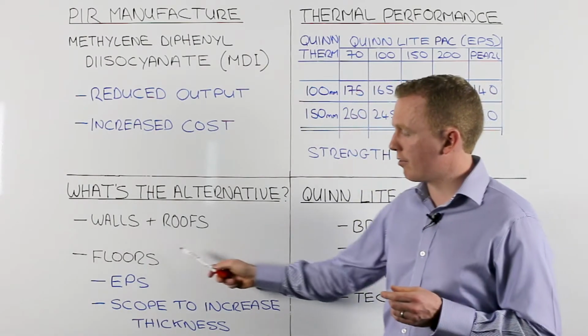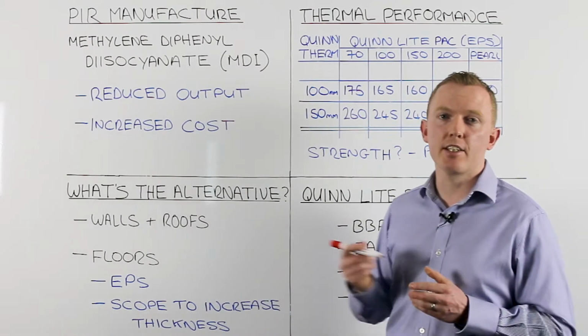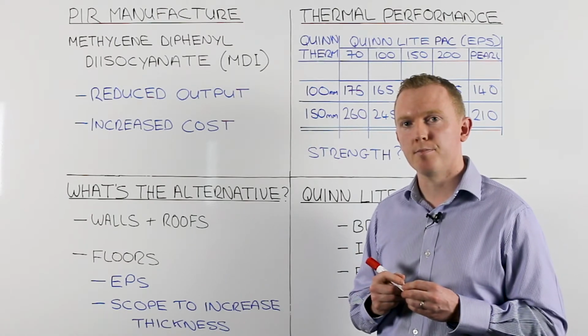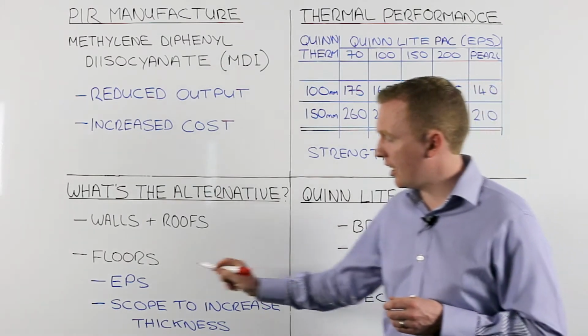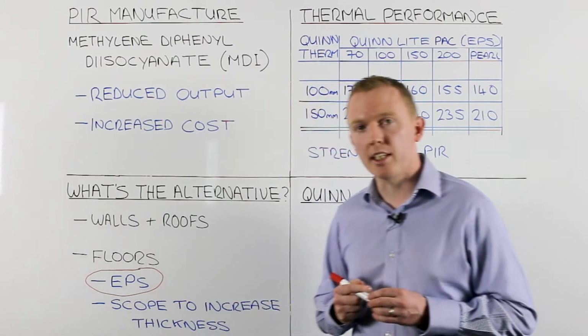If we look at floors, however, we have scope to increase the thickness of the insulation, by either increasing the depth of the dig or reducing the amount of hardcore we use. If we can increase the thickness of the floor insulation, EPS is a very cost-effective solution to floor applications.